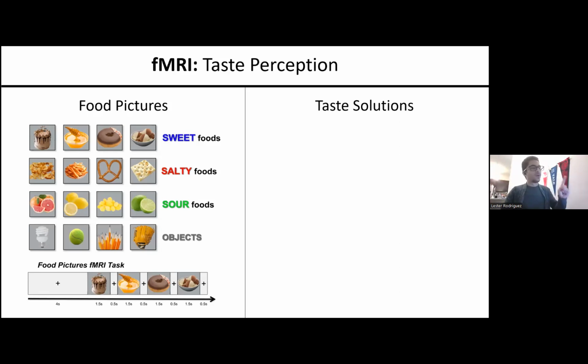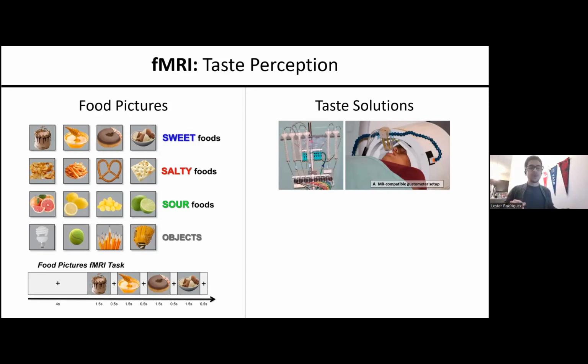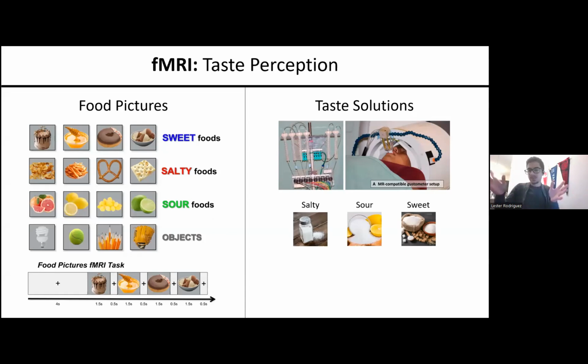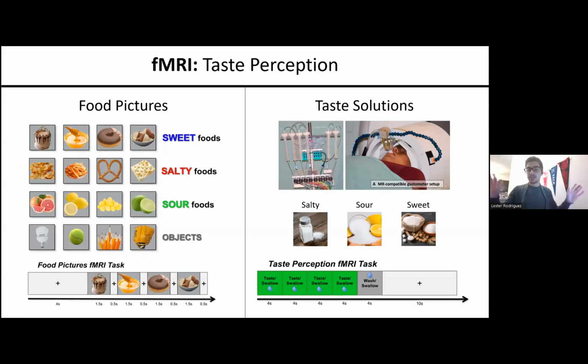The other thing they did was not use pictures, but use actual taste solutions. So they had this really weird contraption that they kind of hooked up to the person's mouth, and then they could give them different things. So they gave them salty solution. So it was just salt that they mixed with water. They gave them a sour solution, which was just citric acid, which is what lemons, oranges, and other citrus fruits have. And they gave them a sweet solution that was just sugar in water. And so now they can ask the question, what brain area activates when you taste something sweet or something sour or something salty? Okay? And that's how they did their study.